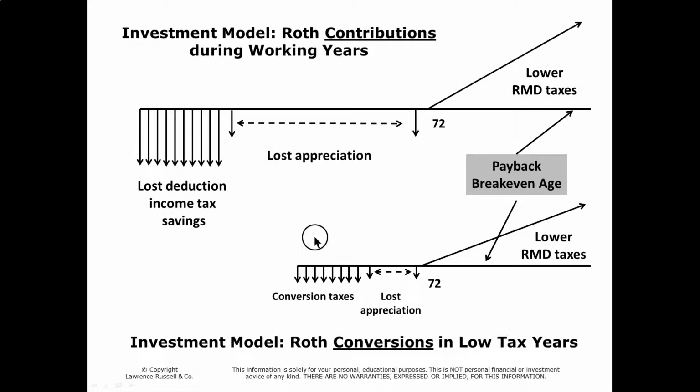This is a slide that was used in the first video. So to briefly review, there are two investment models here. One is doing Roth contributions during your working years and losing income tax savings and losing subsequent appreciation, and recovering some of those through lower RMD taxes and reaching some break-even point in retirement. Whereas with conversions, you tend to pay lower conversion taxes, you have a shorter period of lost appreciation, and therefore your payback break-even age tends to be earlier.